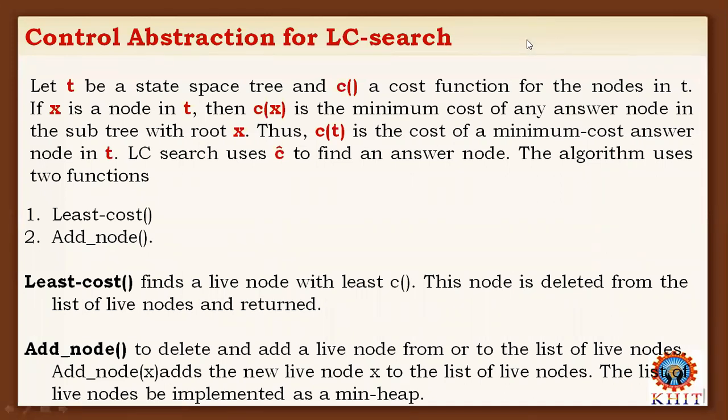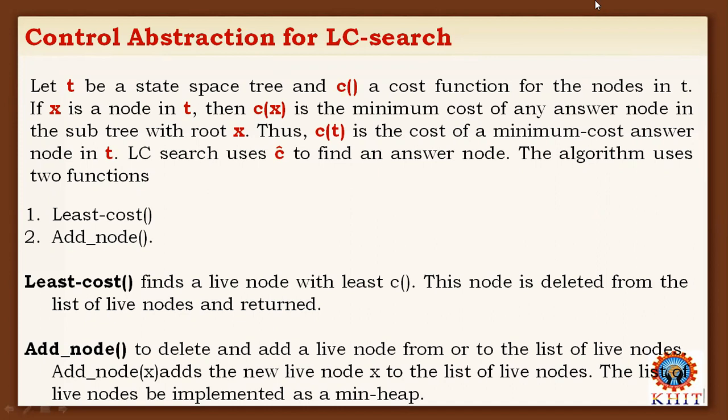Students, here we will discuss another concept: how to write the control abstraction for LC search. It is a very, very important concept. You should not neglect it. You can expect one question from the branch and bound topic. This is the control abstraction for LC search. Write the control abstraction for least cost search. Now let me explain what it is.